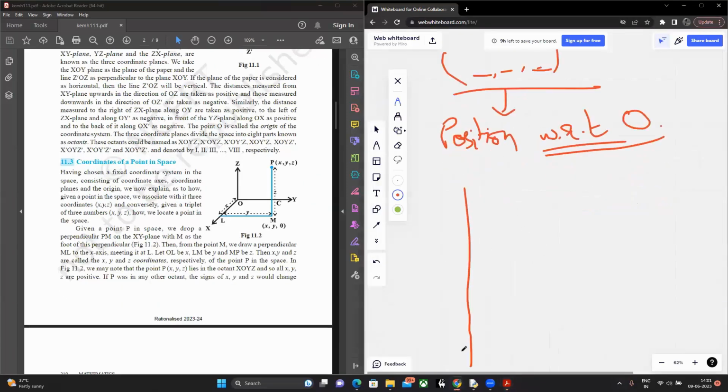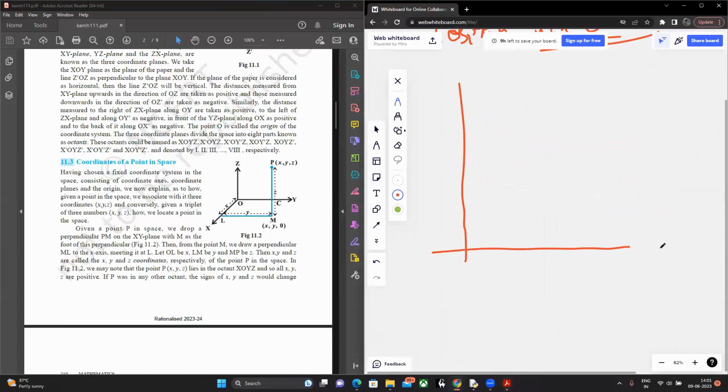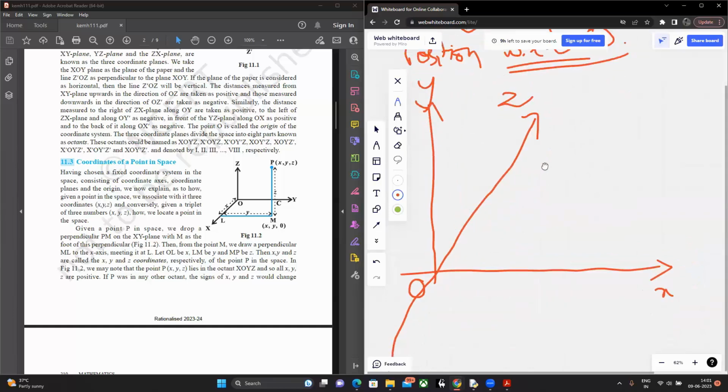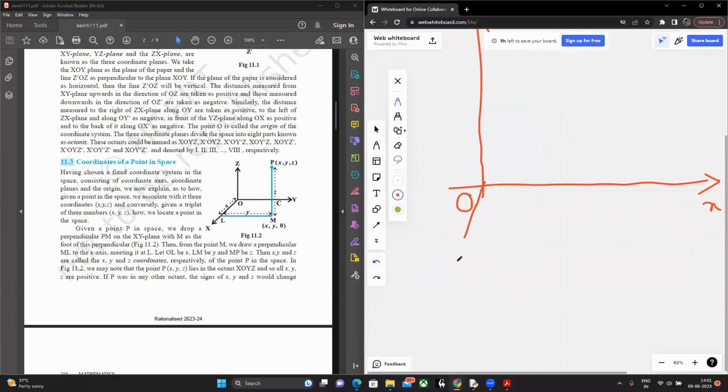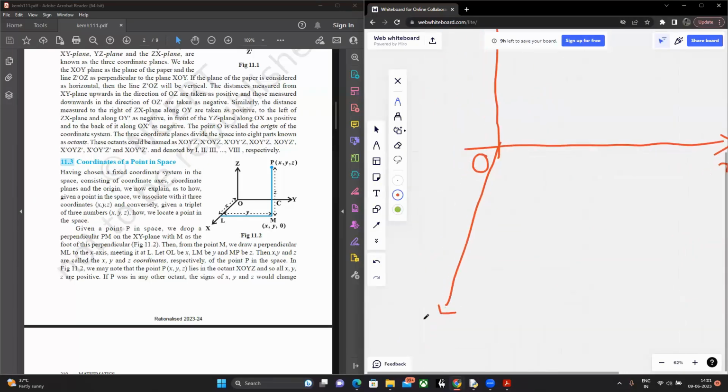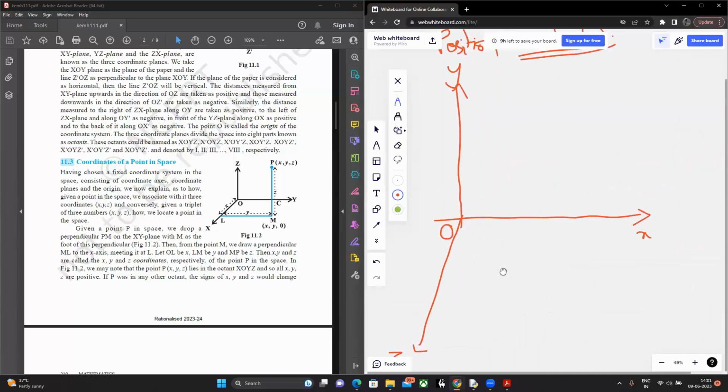So consider a coordinate system kind of like this. I'm going to say this is the origin. This is going to be the x-axis. This is going to be the y-axis, and this is going to be my z-axis. Wait a minute, I'm sorry for that, wrong picture. If this is x, this is y, then this is going to be my z-axis.